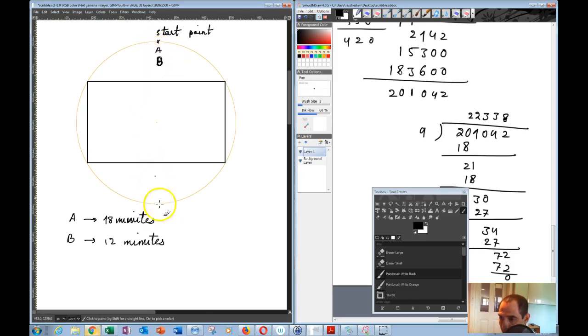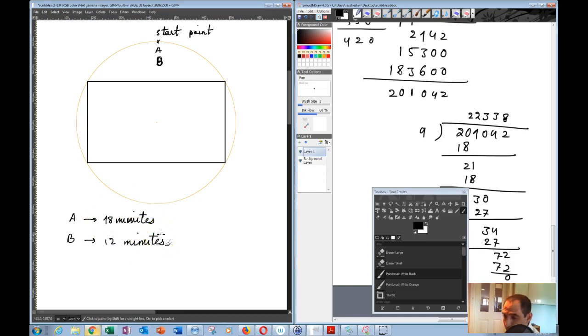But there might be some point in time where these people will meet again at this starting point. The way you can calculate that is you have to find some number that is a multiple of this number and also a multiple of this number, meaning that number has to be divisible both by this number and also by this number.